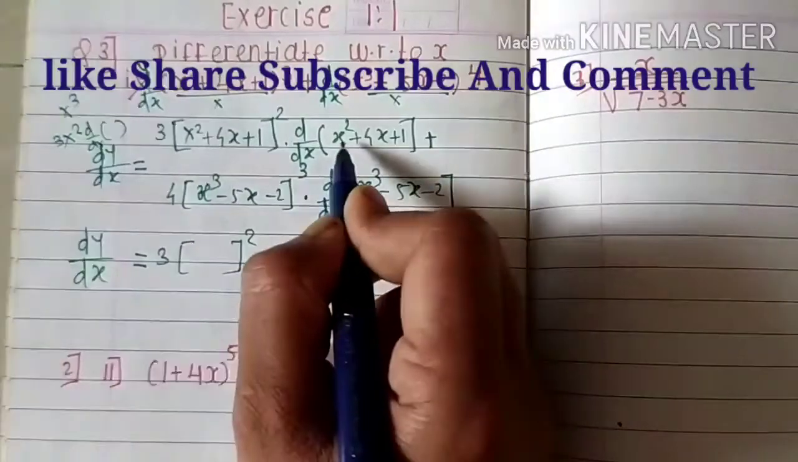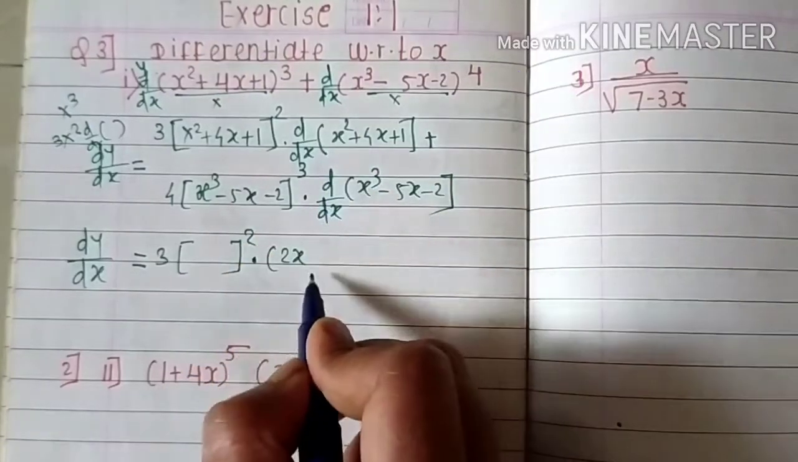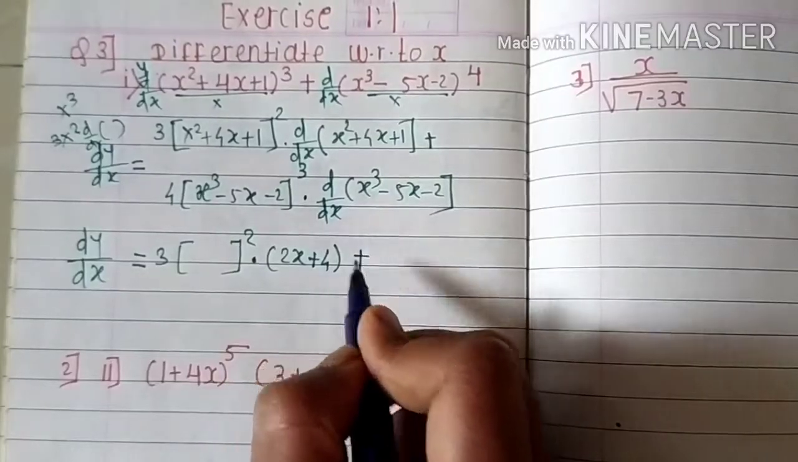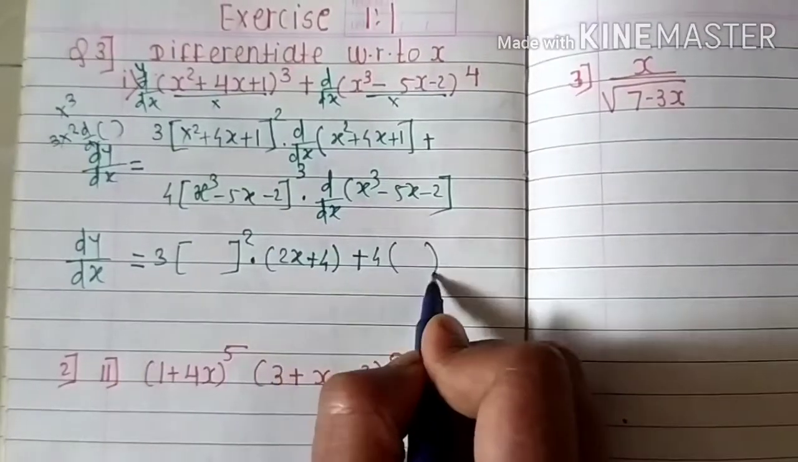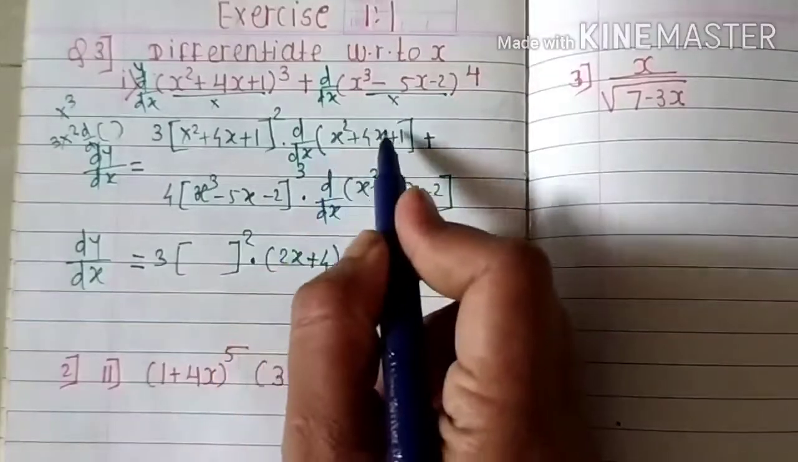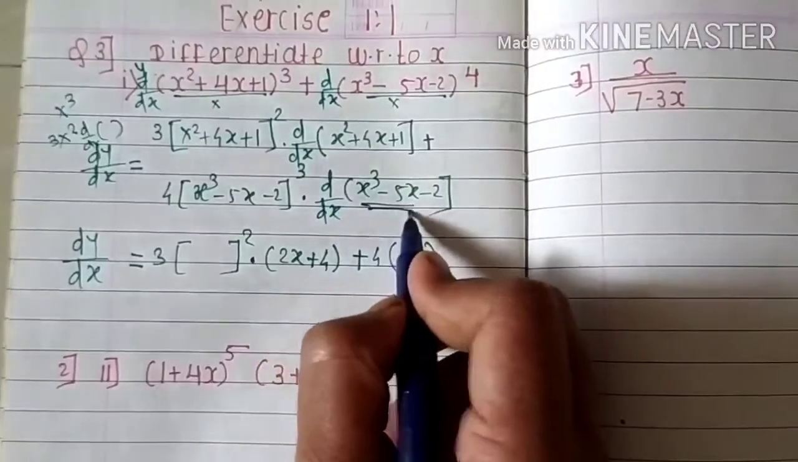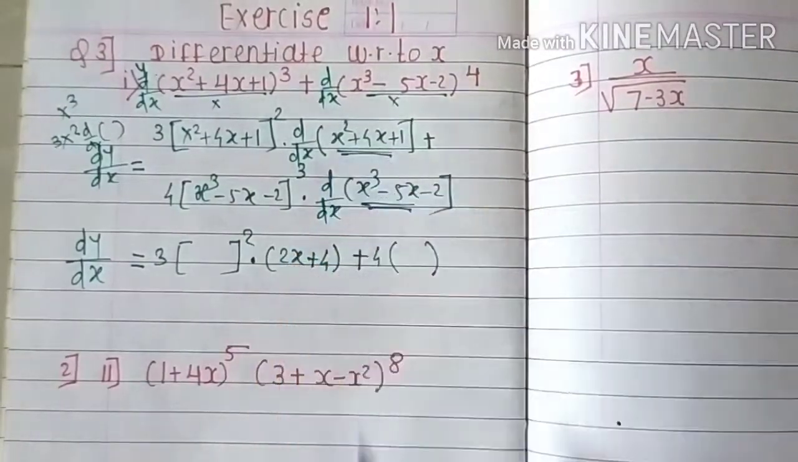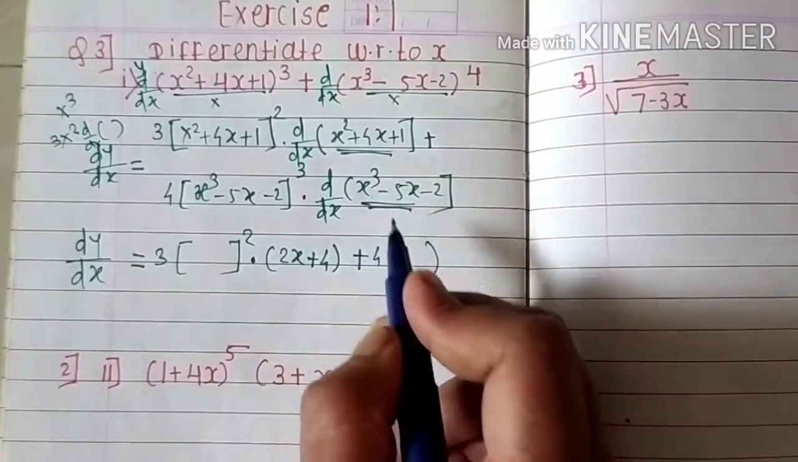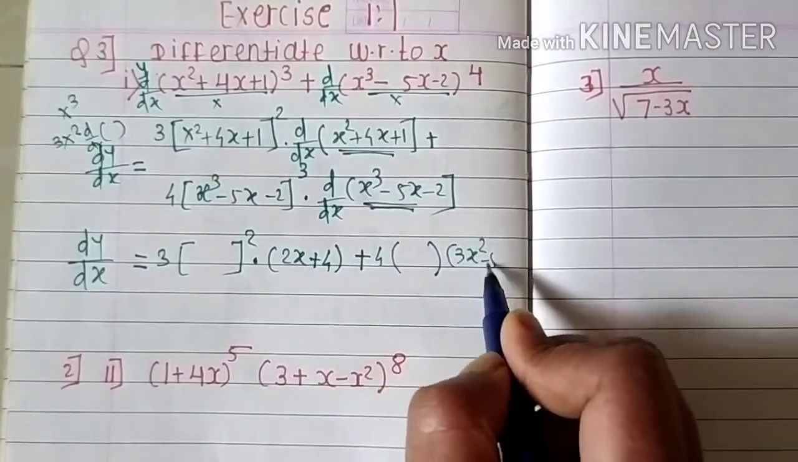power 2 into the derivative, which is 2x, since we know the derivative of x square is 2x, 4 is a constant and the derivative of 4x is only 4, plus. Here 4 into this term as it is. The term on which d/dx is operated, only that gets differentiated, and the other term remains as it is. Here d/dx is operated on this term, so find the derivative of this only. Therefore the derivative of the inside term is 3x square minus 5.